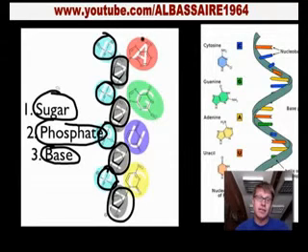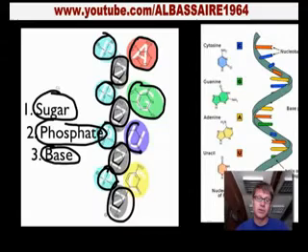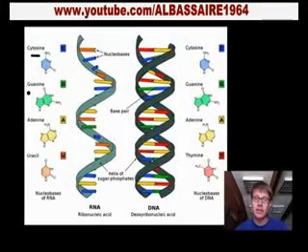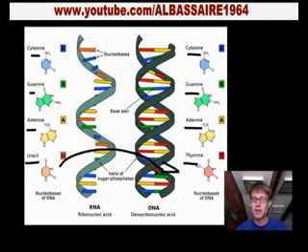What goes off the inside attached to the sugar is going to be the base, or the nitrogenous base. In RNA, it's adenine, guanine, uracil, and cytosine. So we've got cytosine, guanine, adenine, and uracil. If you look at DNA, the bases that we have are cytosine, guanine, adenine, and thymine. And so this is another difference between the two. In RNA, it's going to be a uracil. In DNA, it's going to be thymine.